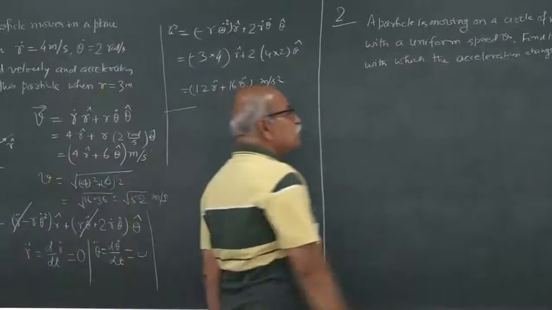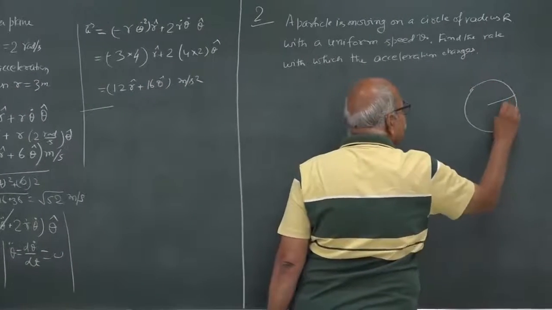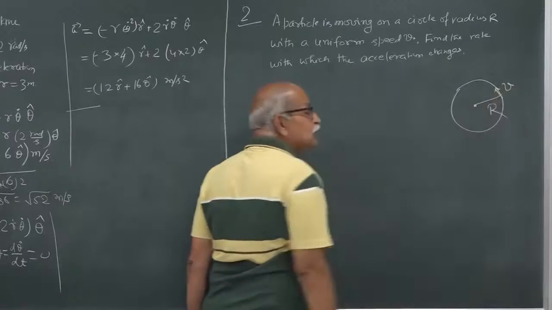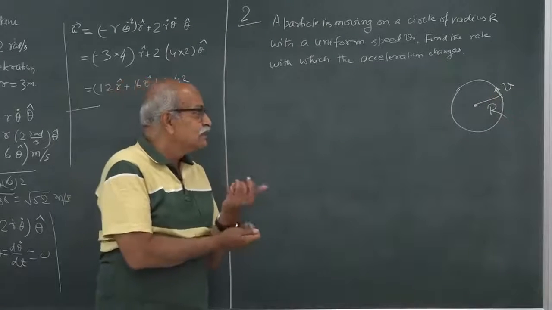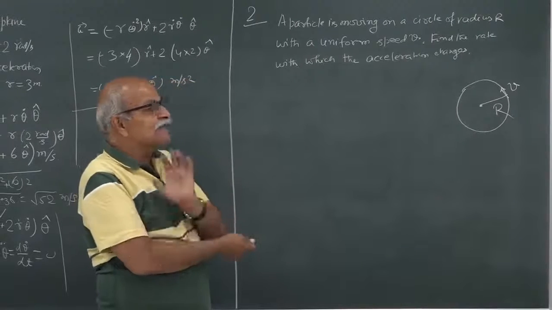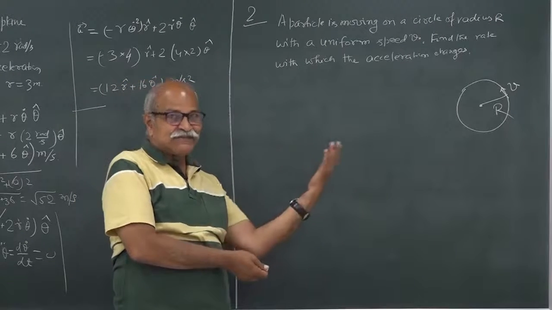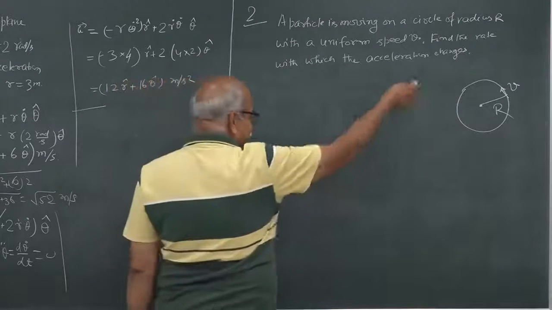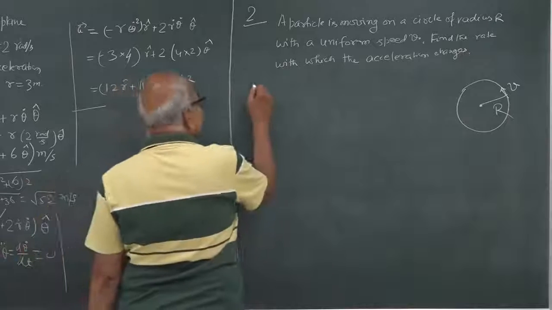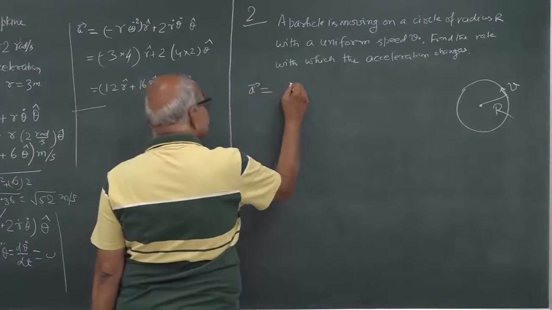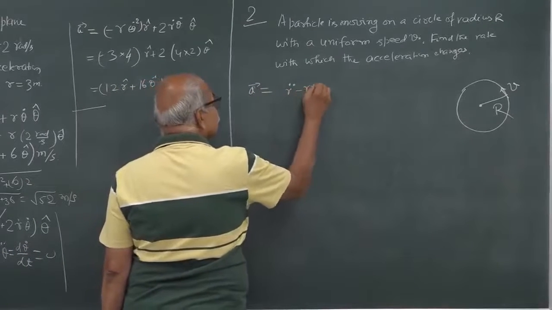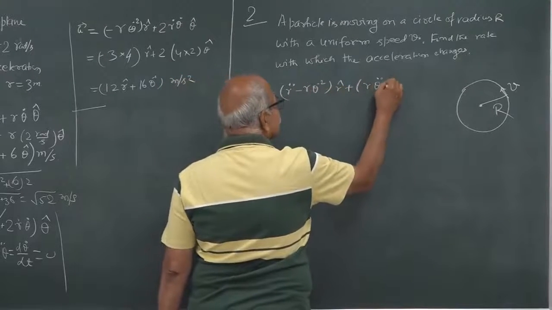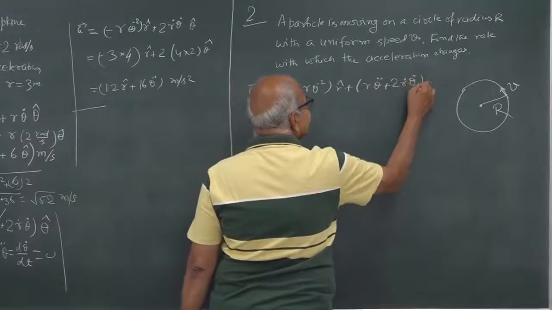So, a particle moves on a circle of radius capital R with a constant speed v, uniform circular motion. You have done it in standard 11, and you know what the acceleration is. The acceleration is towards the center and is minus v square by r. You can also write it as r double dot minus r theta dot square in the r cap direction, and r theta double dot plus 2 times r dot theta dot in the theta cap direction.